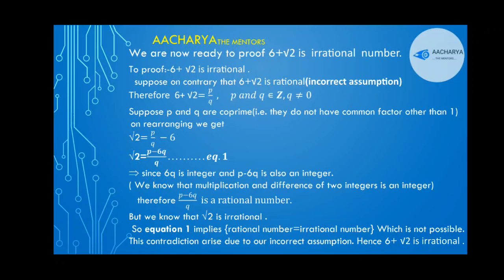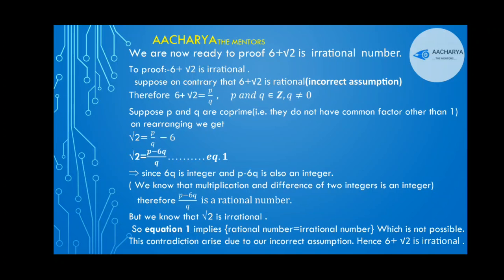Suppose on the contrary that 6 plus square root 2 is rational. This is our incorrect assumption. I am taking this incorrect assumption because we are going to prove this problem by the contradiction method. So 6 plus square root 2 equals p by q, where p and q are integers and denominator q is not equal to 0. And suppose p and q are co-prime, that is they do not have a common factor other than 1, or similarly you can say that their HCF is 1.